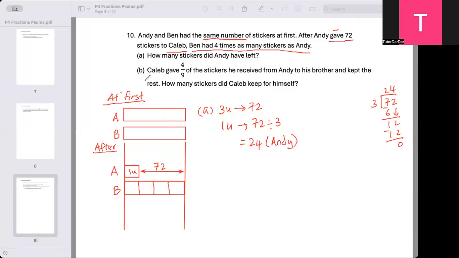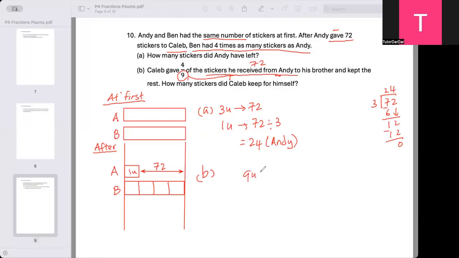Okay, now B. Let's look at B. Caleb. Okay, now nothing to do with Andy and Ben anymore. Now go to Caleb. Caleb gave 4/9 of the stickers he received from Andy. How many did he receive from Andy? 72, right? So this 4/9, this 9 is going to be this 72.